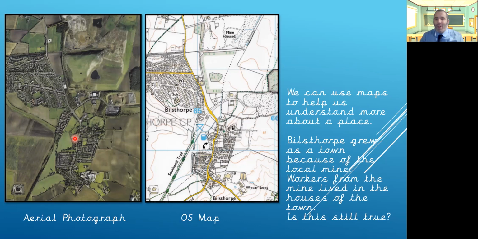I'm sure you've all found it. Right up here, just at the top of our map, we've got the legend that says mine, and then in brackets underneath it says disused. So the mine is no longer working, it doesn't operate anymore, and so Bilsthorpe is no longer a mining town. So the workers from the mine won't be living in the village.